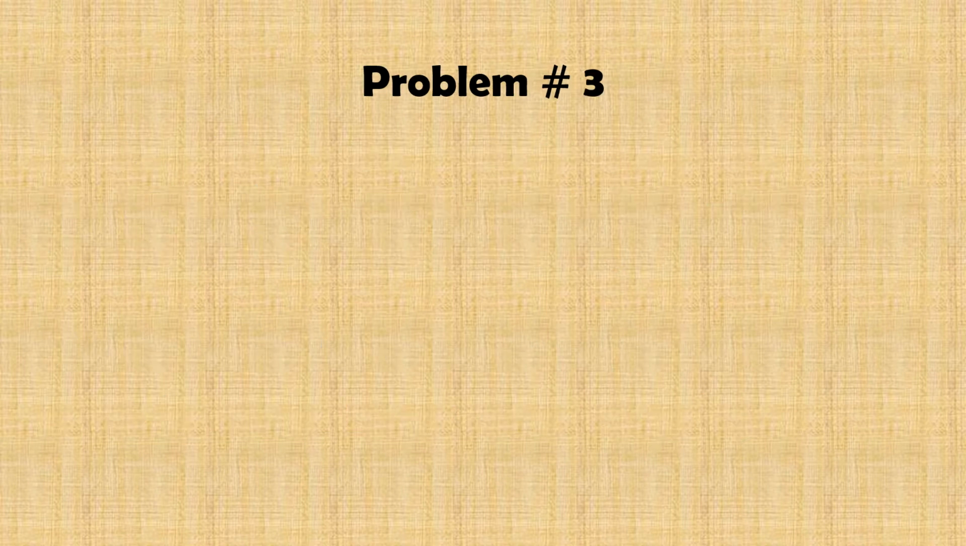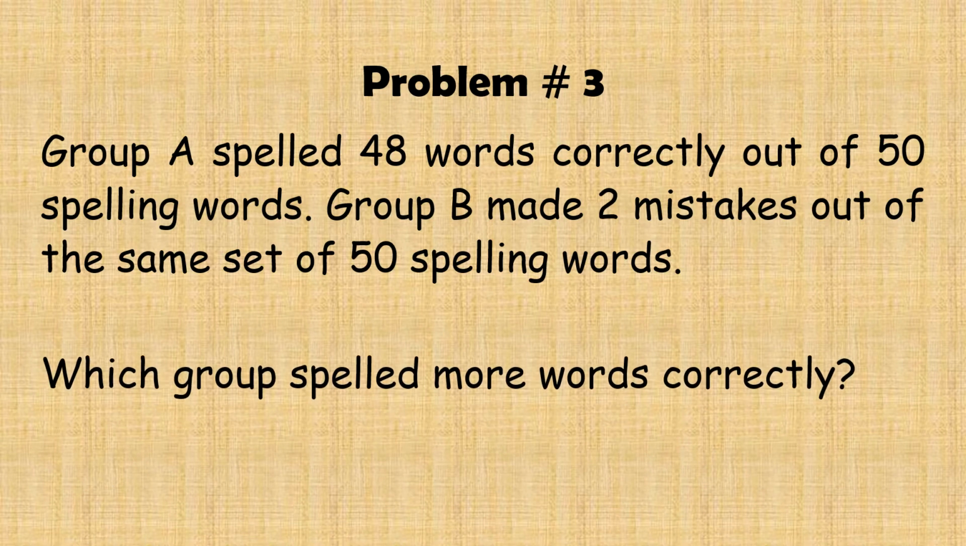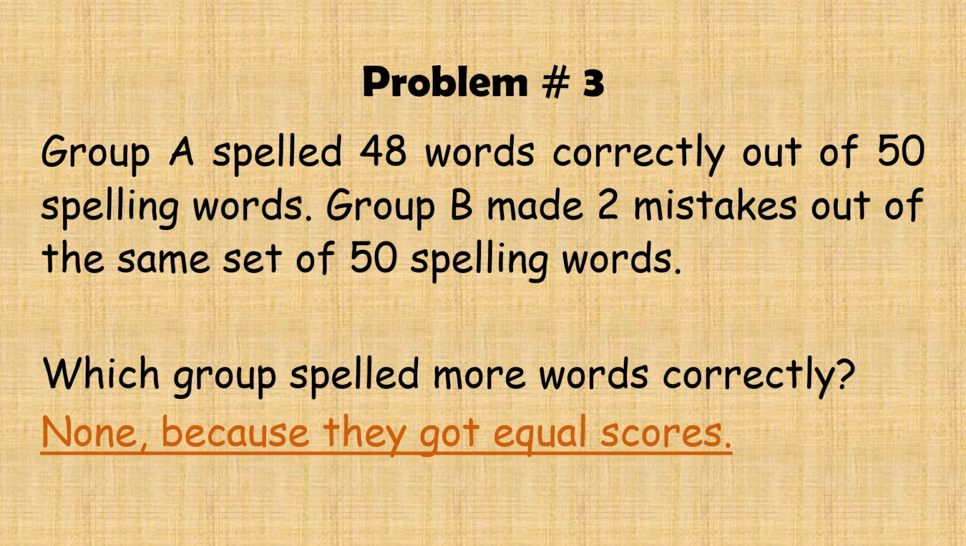For problem number 3, Group A spelled 48 words correctly out of 50 spelling words. Group B made 2 mistakes out of the same set of 50 spelling words. Which group spelled more words correctly? Answer: none, because they got equal scores. Since both groups got 48 words correctly, that means they got the same scores.